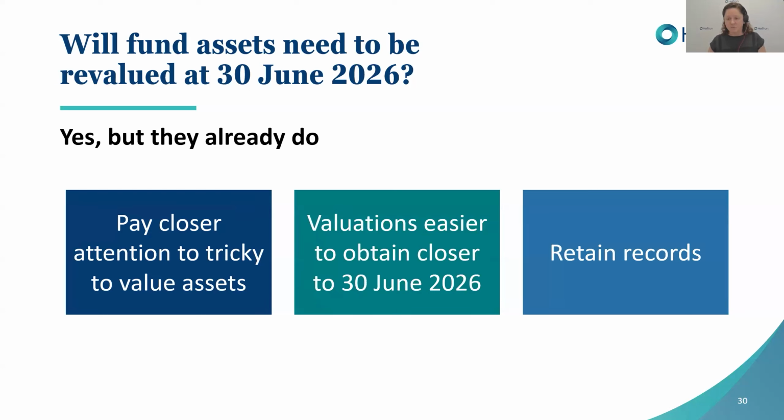It's certainly going to be much, much easier to work out the value of a property effective 30 June 2026 if we're starting to get those valuations around 2026. We don't want to be waiting until March, May 2027 to be backtracking and finding out what the value of assets were at 30 June 2026. And of course, we're going to have to keep really good records because this is going to be the cost base of this asset for Div 296 purposes.